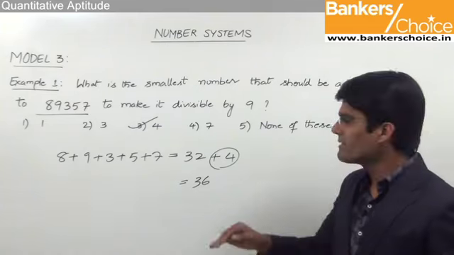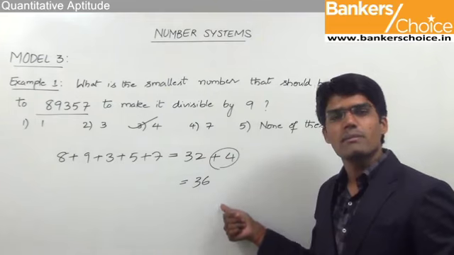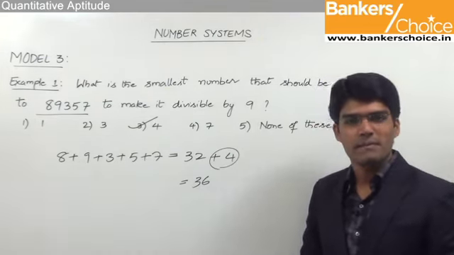So the very simple point here is to find out the sum of the digits and just check what should be added to this sum so that it becomes divisible by 9. The same number when added to the given number makes it divisible by 9.